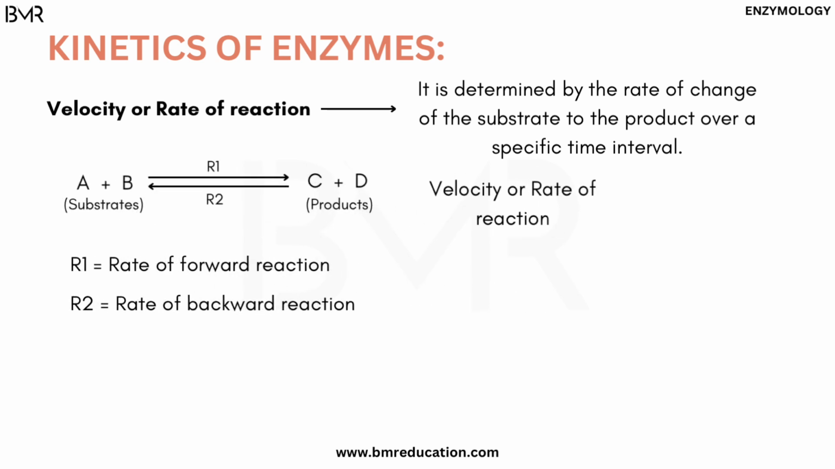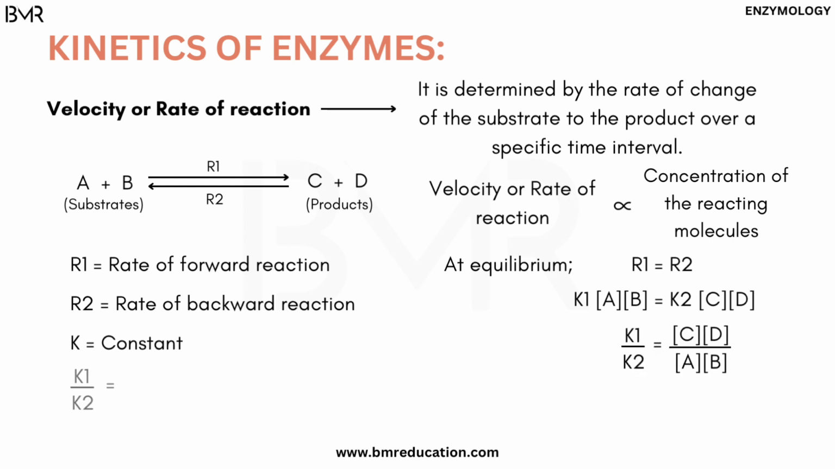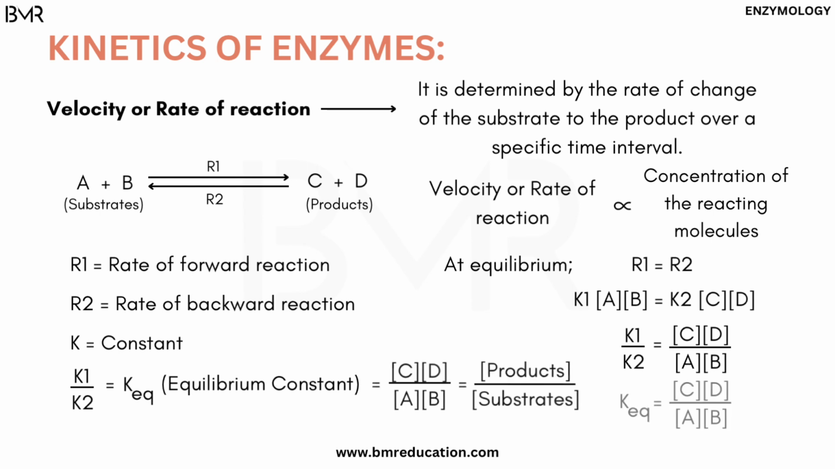Velocity or rate of reaction is directly proportional to concentration of the reacting molecules. At equilibrium, rate of forward reaction is equal to rate of backward reaction. Therefore, K1 times concentration of substrates is equal to K2 times concentration of products. Here K represents constant. Then K1 by K2 is equal to concentration of products by concentration of substrates. The K1 by K2 is termed the equilibrium constant. Therefore, equilibrium constant is equal to concentration of products by concentration of substrates.